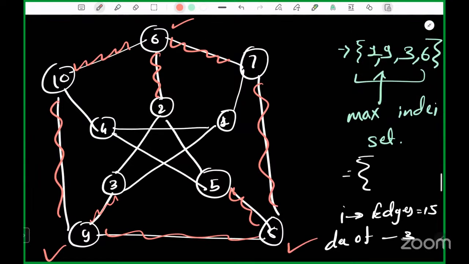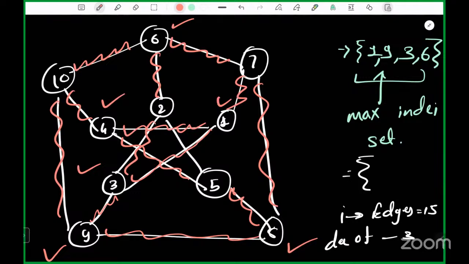So now I have selected 3 vertices, but there are still so many edges which haven't been covered, right? So suppose I select 4. Then 4 will take care of these edges. Then what are the left edges? I'll select 3, so 3 will take care of the rest of the edges. But again, 1 is there. So that means we have to select one more vertex to cover the graph. You can select 1 to cover this edge.